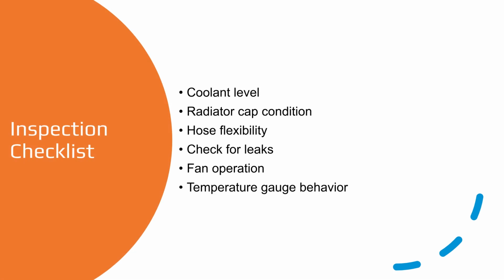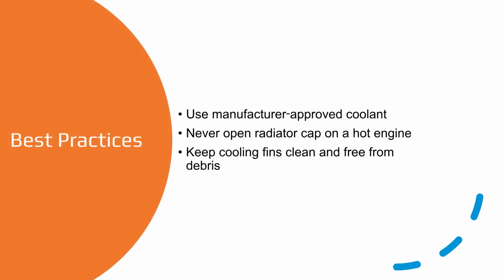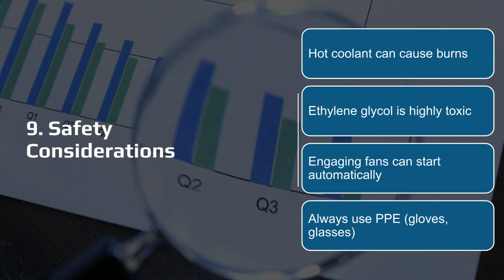Your inspection checklist should include monitoring coolant levels, the condition of the radiator cap and hoses, checking for leaks, and testing fan operation and temperature gauge behavior. Best practices include using only manufacturer-approved coolant, keeping radiator fins clean, and never attempting to open a radiator cap while the engine is hot. Safety is paramount. Hot coolant can cause severe burns, and ethylene glycol is highly toxic. Always wear proper personal protective equipment and be aware that cooling fans may start automatically.